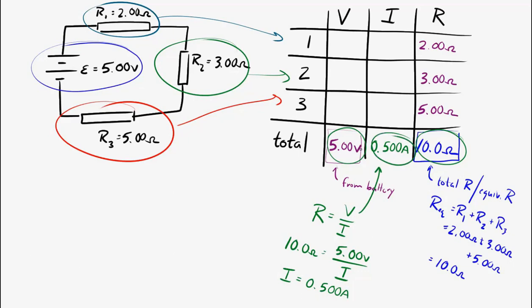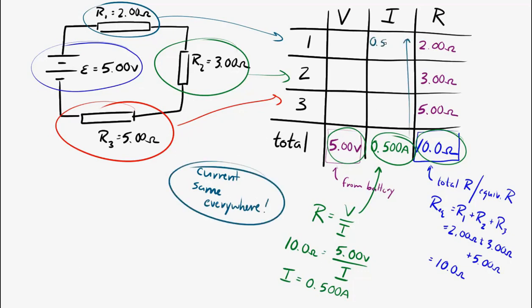Okay, now what else can we know? Well, one of the rules is that the current has to be the same through every resistor. If there's 0.5 amps flowing here, that has to be the same current flowing through everything. So I know the current through all of my resistors. Same current flows everywhere in a series circuit.